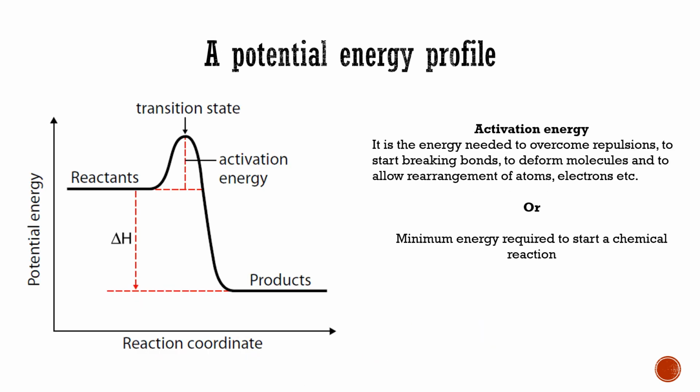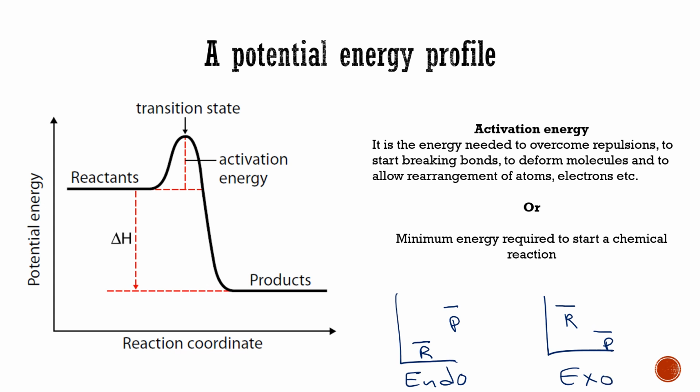In the previous unit, we were speaking about the exothermic and the endothermic reaction, and we said that we have two types of energy profile diagrams. For this one, we have reactants and products. It's clear that this is an endothermic reaction. Why endothermic? Because the products have higher energy than reactants. On the other side, we have reactants and products, so this is an exothermic reaction because the products have lower energy than the reactants.